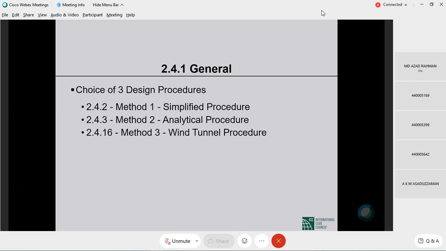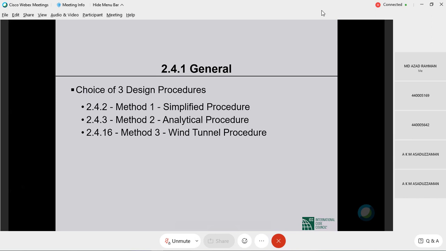Okay, wind design itself. We have three methods in BNBC 2020. Method 1 is simplified procedure. Method 2, analytical procedure. Method 3, wind tunnel procedure. Okay. Under method 2, analytical procedure, there are two distinct and separate methods. The first one, that is the original wind design method going back to 1972. We loosely call it the all heights method. There is no height limit to the structures to which that applies.